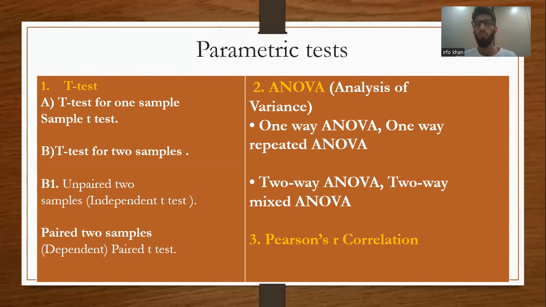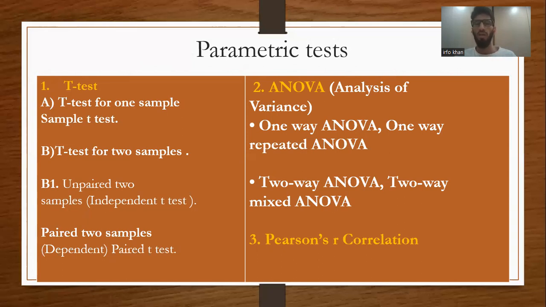But if we have two samples, then we have two criteria. One is whether these two samples are dependent or not dependent. If they are dependent, we use the paired sample t-test. If these two are not dependent, we use the independent sample t-test. I will also make a video on these two and also on ANOVA. So please subscribe to the channel, and you will find them on the playlist of this video.